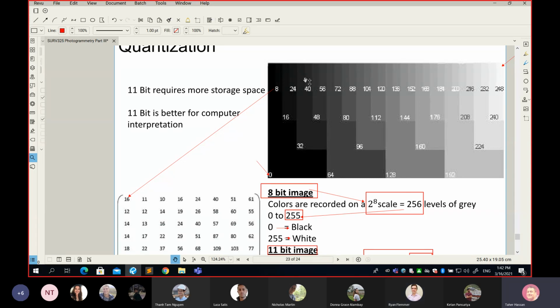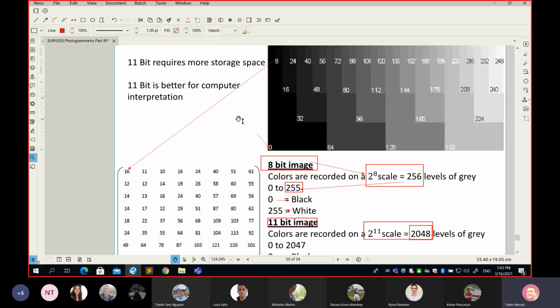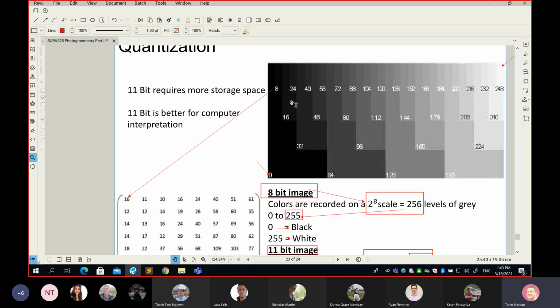My point is, our human eyes cannot see more than 60 to 70 degrees of gray. So even if I store my image on an 11-bit scale, I don't see any difference. It's the same. However, who can see the difference? Computers, right? Because computers will see the difference between gray level 10 and gray level 11, while you cannot.